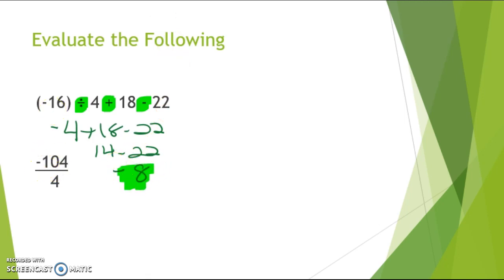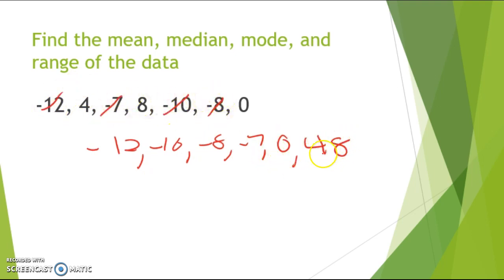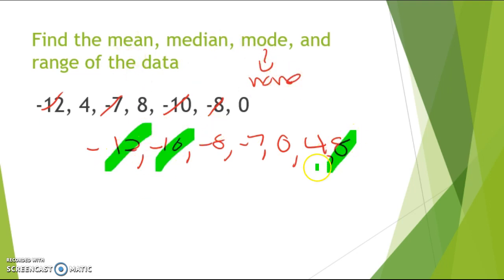Now, this sign right here, this little line, that always means division. So we have -104 divided by 4. That is -26. Now for this one, find the mean, median, and mode. So the first thing we always have to do is put these numbers in order from least to greatest. So we have -12, -10, -8, -7, 0, 4, and 8. So I know that my mode, I do not have one, so I'm going to just put none here. My median, if I cross these numbers off, I'm left with -7. That is going to be my median.